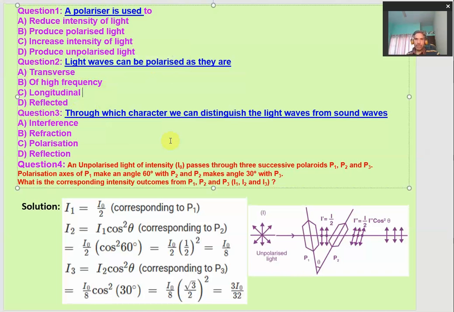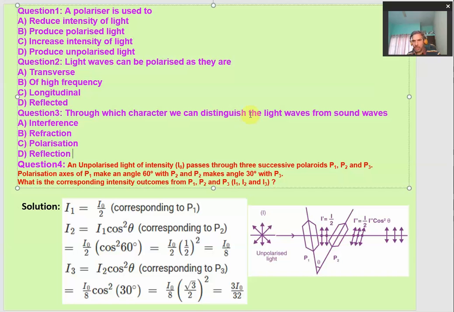Question number 3 is: through which property can we distinguish light waves from sound waves? That means what property of the light wave distinguishes them from sound waves. There can be other answers, but we have to take one option from those available. The options are interference, refraction, polarization, or reflection. If we concentrate on the transverse or longitudinal nature, polarization is the phenomenon shown by transverse waves, right? Sound waves are longitudinal waves, whereas light waves are transverse waves. Due to the transverse nature of light waves, they show polarization. All other phenomena are shown by both kinds. So it is the polarization of light with which light waves differ from sound waves, because sound waves do not show polarization, as they are longitudinal waves.